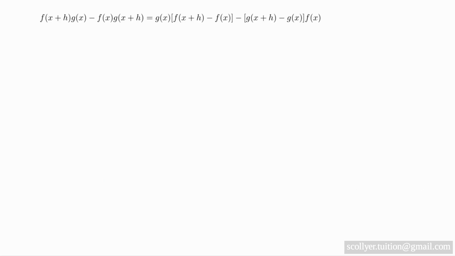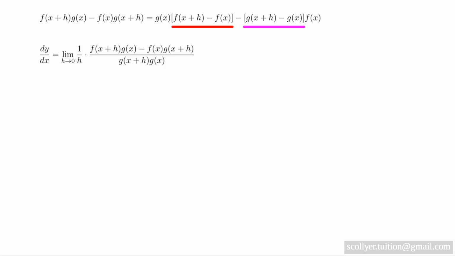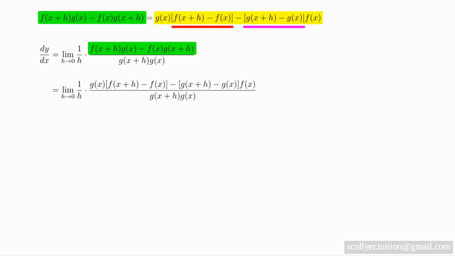And so we have shown graphically that f of x plus h times g of x minus f of x times g of x plus h is equal to the expression on the right-hand side of this equation. And the new expression is useful because this quantity appears in the numerator for the expression of f dashed of x, and this quantity appears in the numerator of the expression for g dashed of x. Now recall that we are trying to compute dy by dx, which is defined by the expression shown here. We can now replace the numerator, shaded green, with the expression shaded yellow to obtain this quantity.